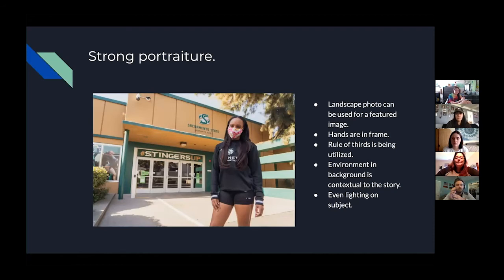You have interesting points where her face is in one corner, and you've got the sign that says "Stingers Up" over here, and it's all kind of moving towards the center of the image. The only thing I might have done a little differently is raise the frame just a hair more so that I wasn't clipping off this camera. So see, no matter what, I still have a possibility of changing this image to make it a little bit stronger.